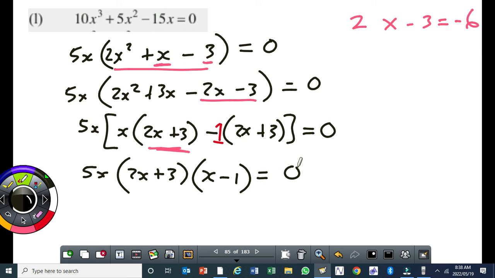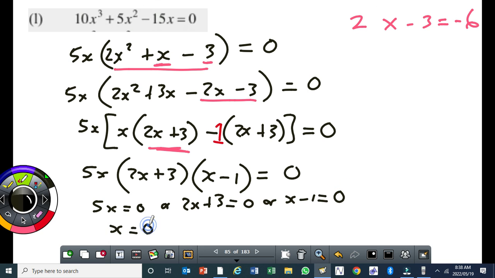Then I'll get the answer that you got. So 5x equals 0, or 2x plus 3 equals 0, or x minus 1 equals 0. So the first solution is x equals 0. The second one is x equals minus 3 over 2. The third one is x equals 1. If you did the question, that's what you should have got.